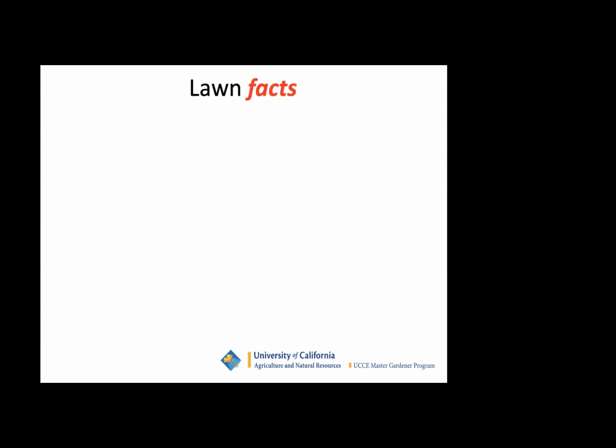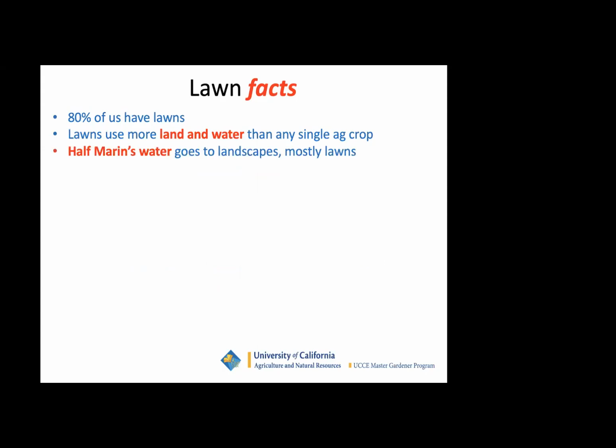So first of all, let's get the bad news over with first. Let's talk about some lawn facts. 80% of us across the country have lawns, and they use more land and water than any single crop in the country. And half of our water goes to landscapes here in Marin County, mostly for lawns because they are so thirsty. And a little known fact is that getting water to our homes takes 20% of the electricity in our state.